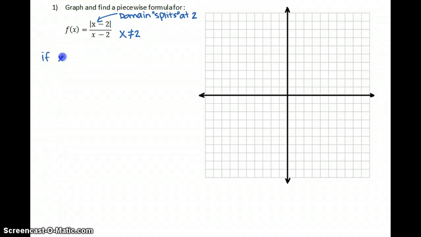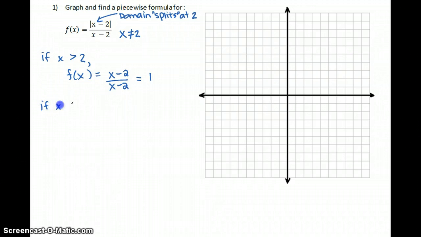Whenever x is greater than 2, not equal to, because remember we can't plug in 2 or it makes the denominator equal 0, then we end up with the function f of x equals x minus 2 over x minus 2, because the absolute value bars aren't necessary. Anything 2 and above for x is going to make the top part positive, so we just drop them off. If we end up with x minus 2 over x minus 2, hopefully you realize that that's the same numerator and denominator, so we divide and we reduce, ending up with 1. So x minus 2 over x minus 2 is 1.